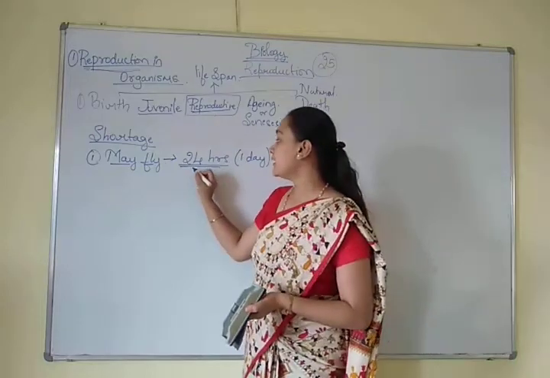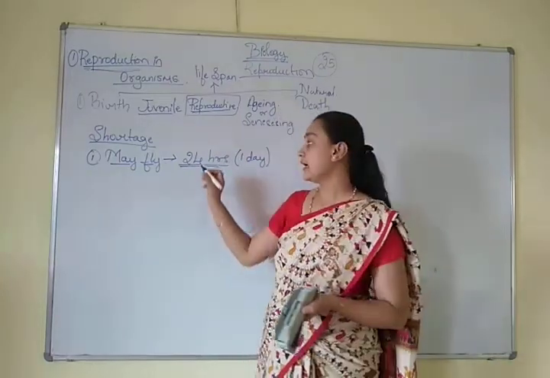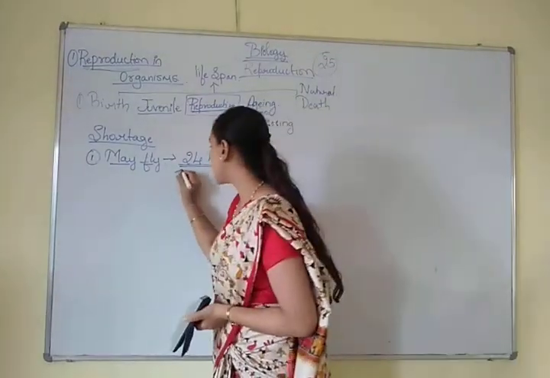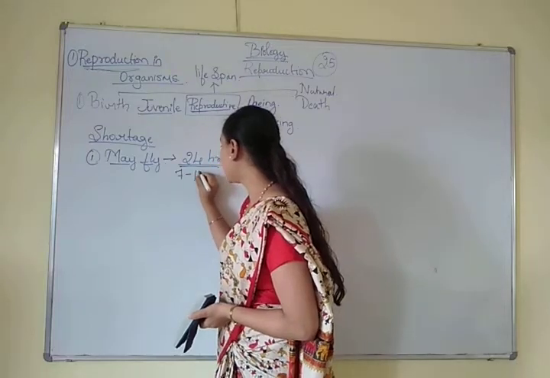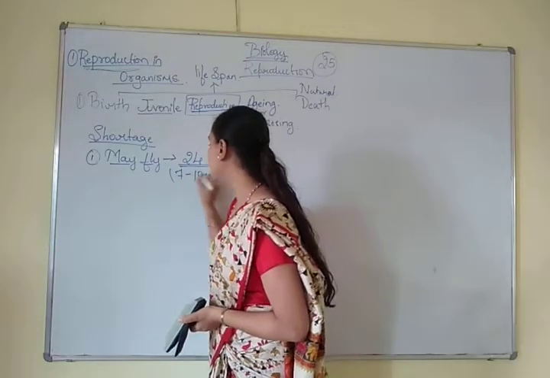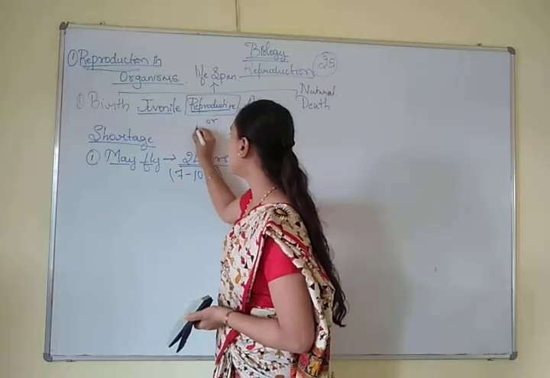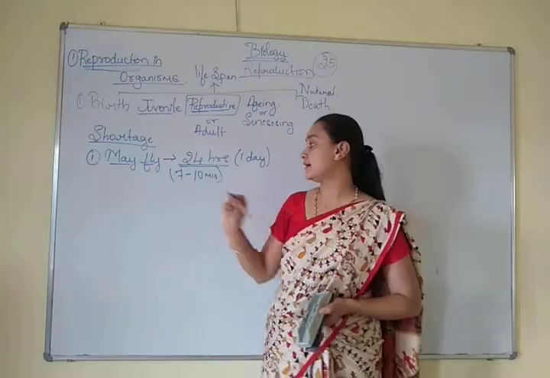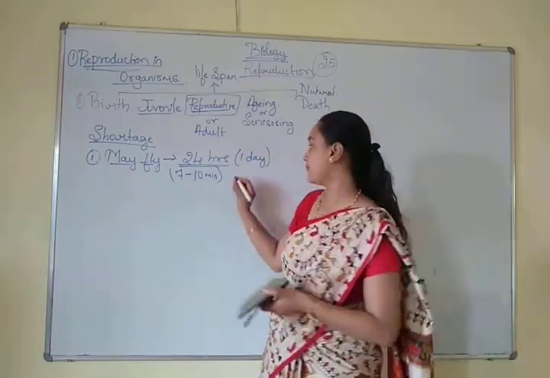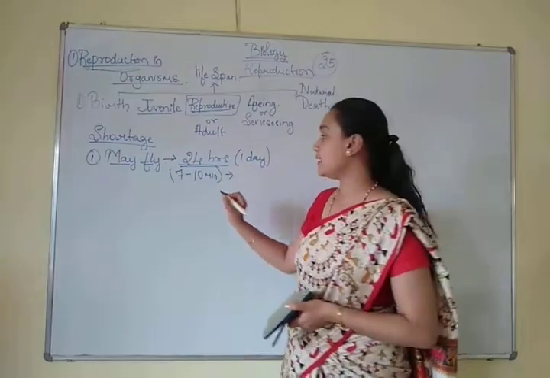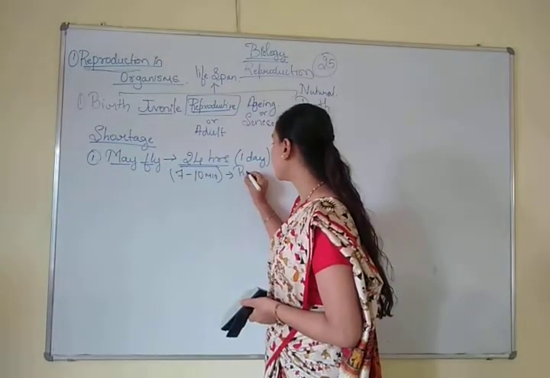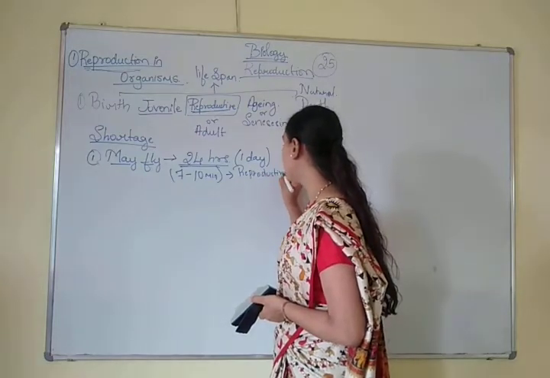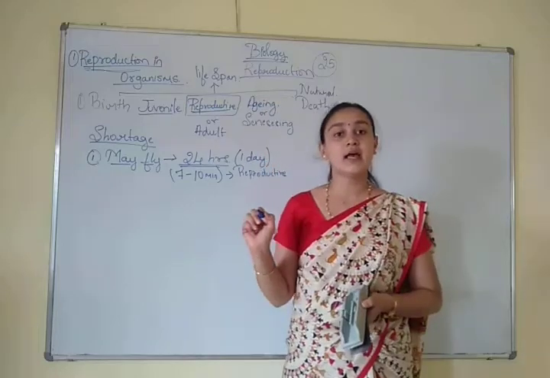One thing to be noted here is that the reproductive phase it will complete in just 7 to 10 minutes. So the reproductive or adult phase, how much time does it take to complete? It will complete in just 7 to 10 minutes. So this is the time period of a mayfly to complete its reproductive phase. Okay? It completes the reproductive phase in just 7 to 10 minutes.